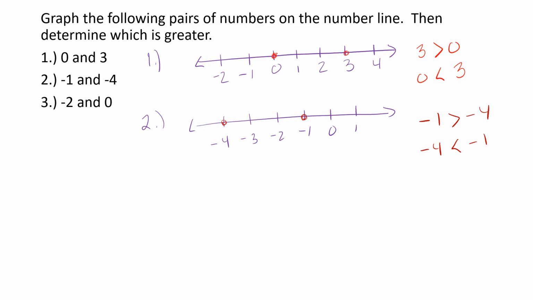And it's a really common mistake for students to see the 1 and the 4 and then to get that backwards. So being able to see it on the number line is definitely a help.